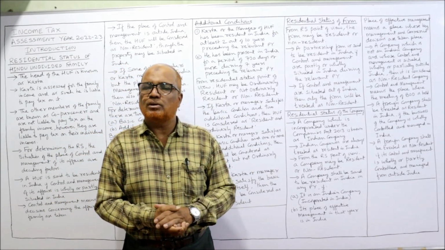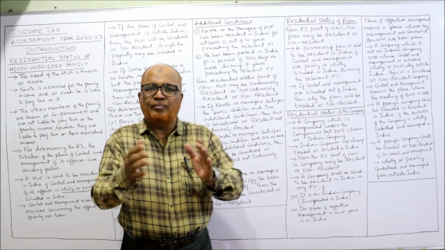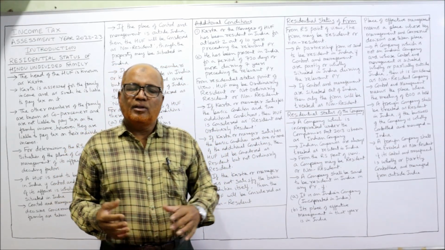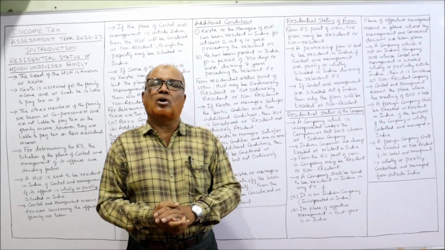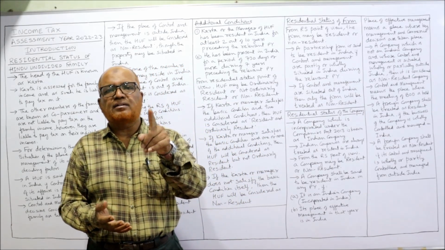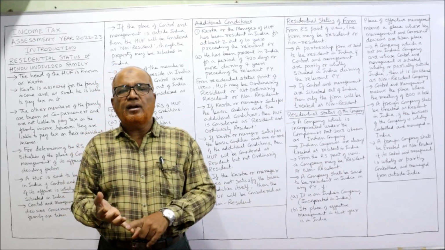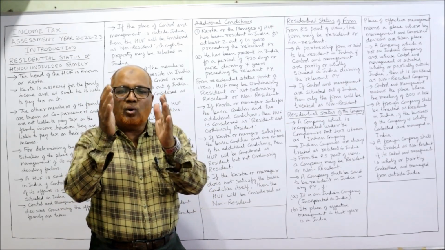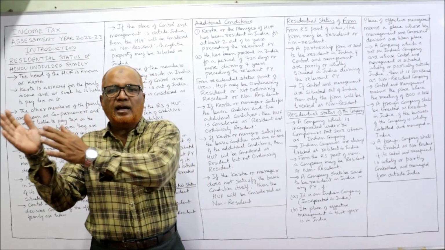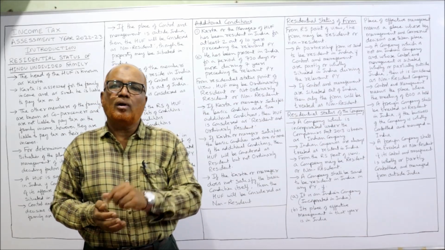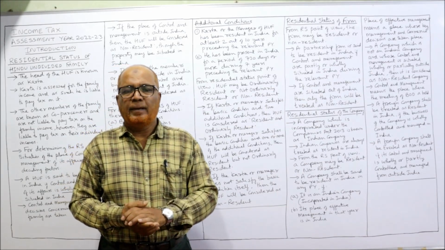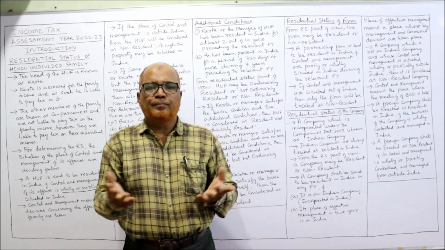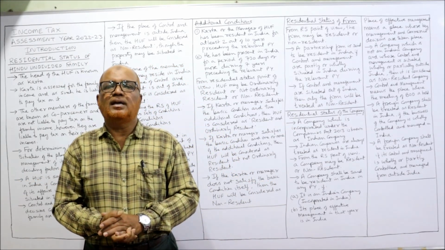Now, every association of persons and body of individuals, just like joint venture, club, etc. In this association of persons or body of individuals, again the deciding factor is the control and management. If the control and management of this AOP, association of persons, is wholly in India or partly in India, partly outside India, it is called a resident AOP. If the control and management of the AOP is completely outside India, then it is called a non-resident AOP.